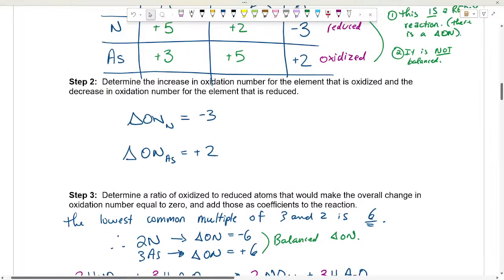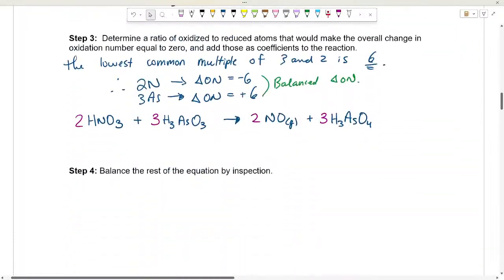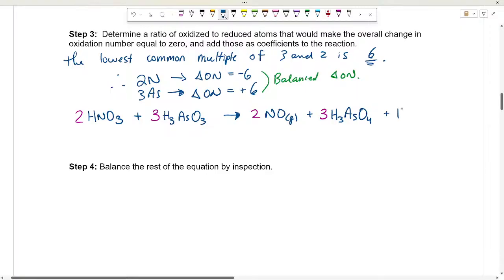And then what's the last thing? Water. Okay, now, this still isn't going to quite be balanced, but there's only one thing I can change here. What's the only thing I can change here? The water. Does that make sense? So balancing it then by inspection would actually be pretty quick.